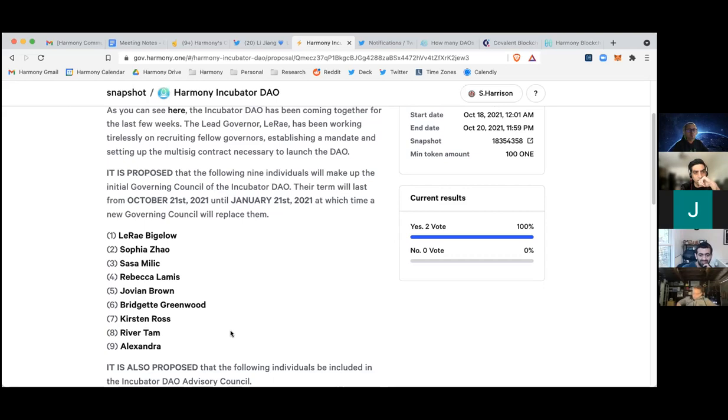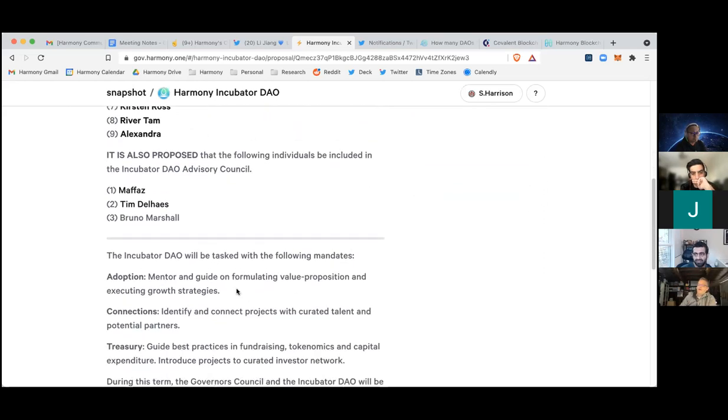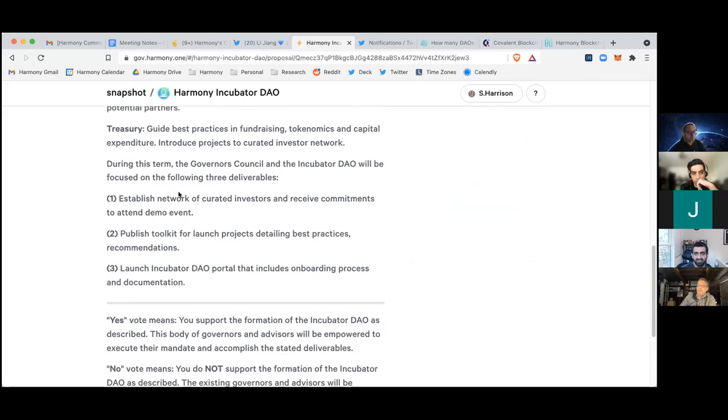And I've been working with them for 6 weeks, 2 months now, to get this to happen. Hard-coded in this proposal is the fact that they have 3 months. It ends January 21st. They have very clear deliverables: get that network of curated investors up and running, get a toolkit for launching projects, best practices, so that if anyone's interested in launching, they can go there and it'll help them. And also, they're going to launch a portal that has an onboarding process and documentation for this particular DAO.